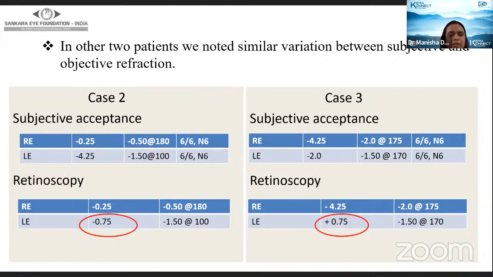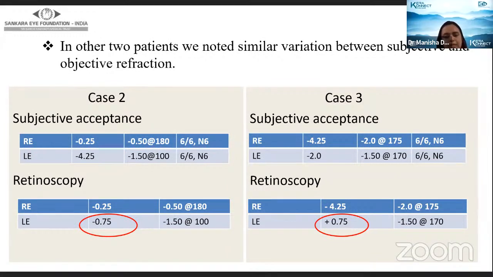Similarly, we found this in a few other patients as well. So in case 2, in a similar way, subjective acceptance in the right eye was -0.25 diopter sphere with -0.50 diopter cylinder, and in the left eye it was -4.25 diopter sphere with -1.50 diopter cylinder. In retinoscopy, we noted that in the right eye, the findings correlate with the subjective acceptance, but in the left eye, again, it was just -0.75 diopter of sphere with the same amount of cylinder.